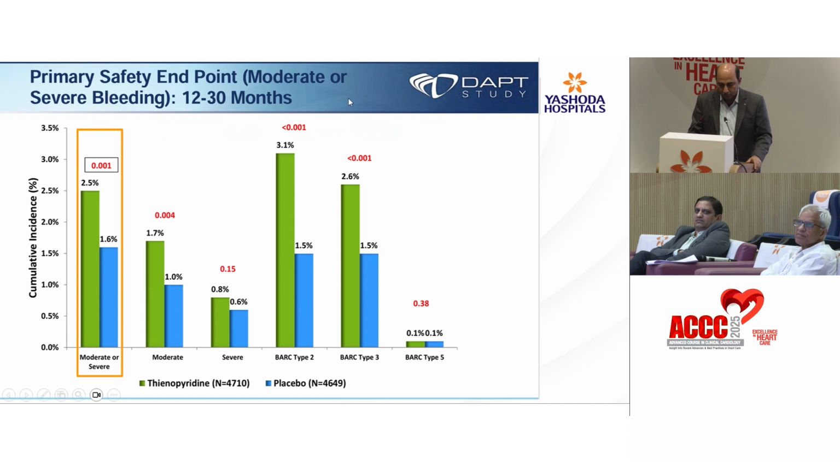The moment you have given for more than 12 months, because the standard recommendation right now is dual antiplatelet for 12 months only. And the moment you go beyond that, the bleeding risk has gone up to 2.5% compared to 1.6% in a single antiplatelet. So be very careful when you extend your DAPT after 1 year.